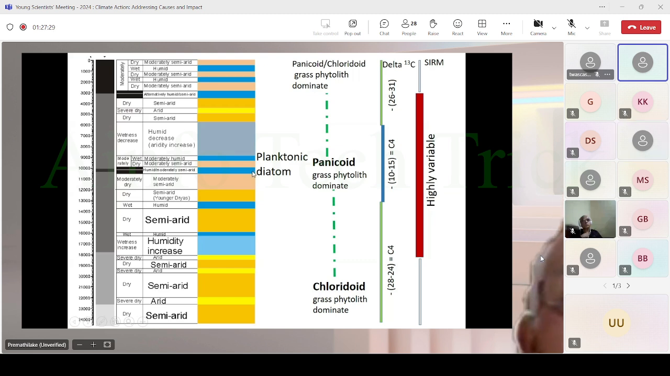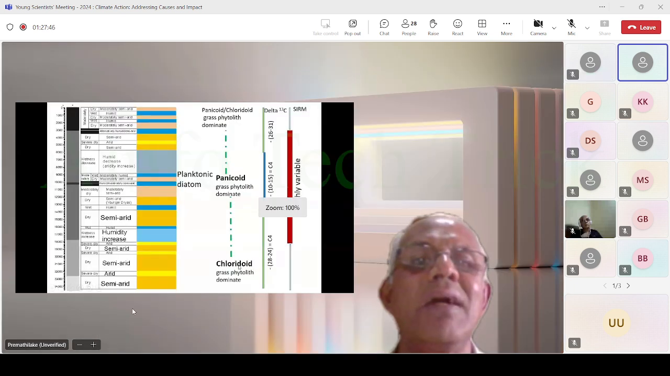And panicoid and chloridoid phytoliths are quite heavily varying, and the bottom part is dominated by chloridoid phytolith, which usually grows in dry climate conditions. Panicoid usually prefers wet conditions and is dominating in this part of the world and this part of the core, and then both increase slightly in proportion.